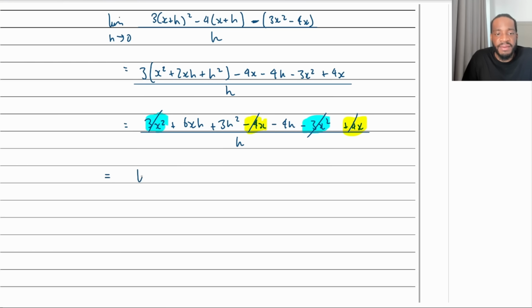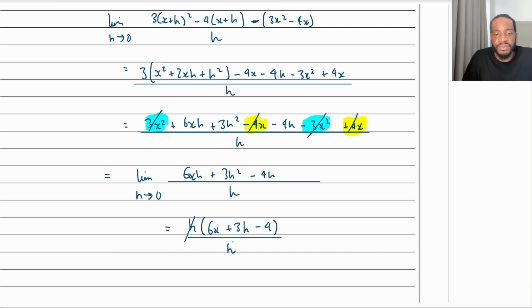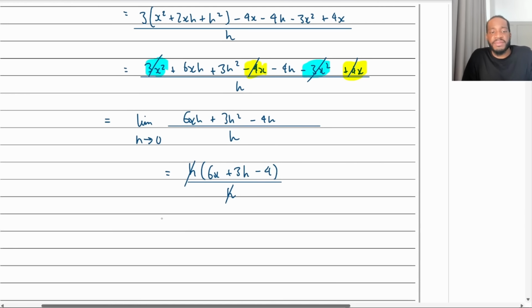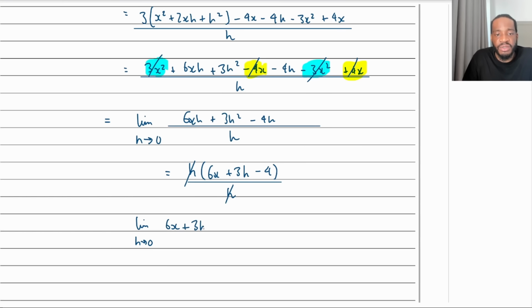That means I'm left with the limit as h tends to 0 of 6xh plus 3h squared minus 4h all over h. And then from here, what I could do is take out an h. I'm going to have 6x plus 3h minus 4 divided by h. Like that. And then those will cancel. And then what I can say is that the limit, my gradient function, dy dx, is going to be the limit of 6x plus 3h minus 4.